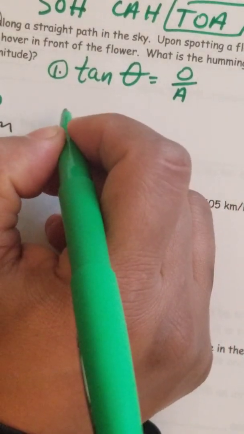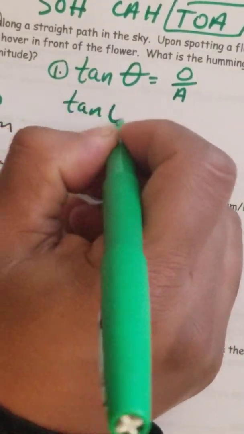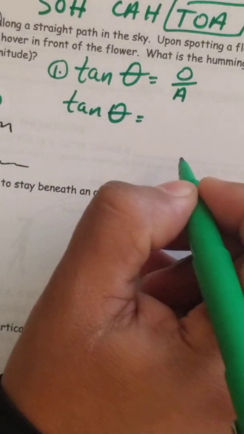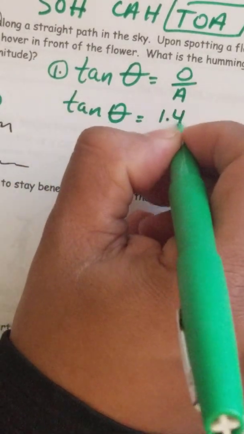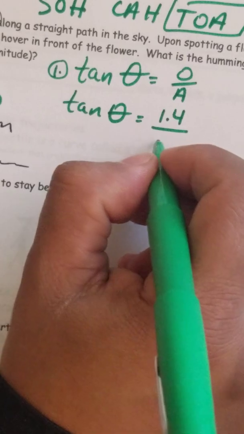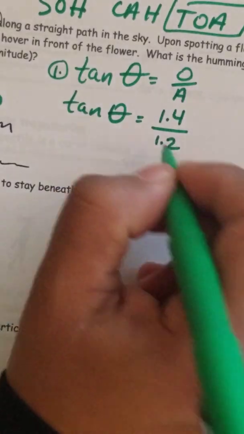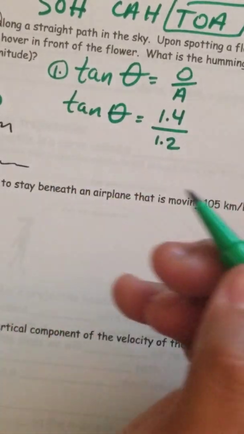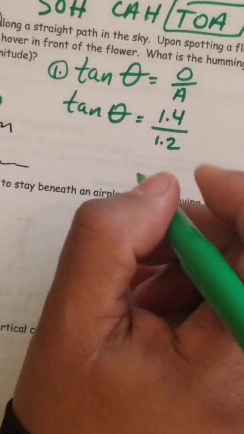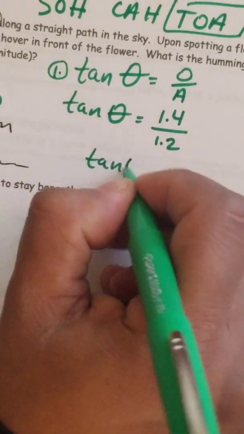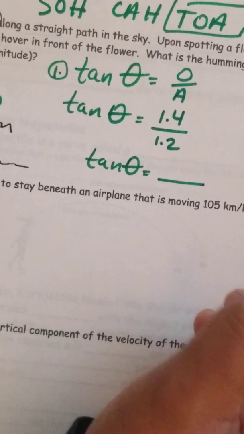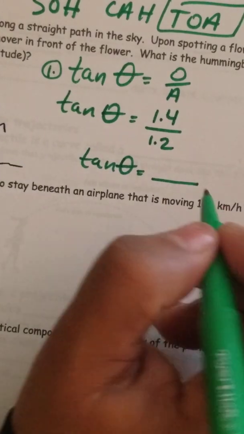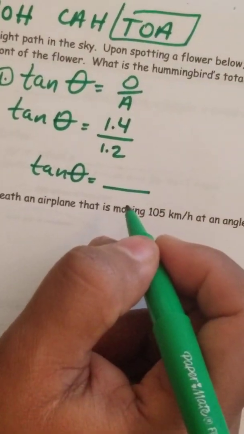Do I have the theta? No, I don't. The tan of the theta equals O, which is 1.4, over A, which is 1.2. Divide those numbers. Give me something. I need something from you. Okay? We're going to come back and answer that later.